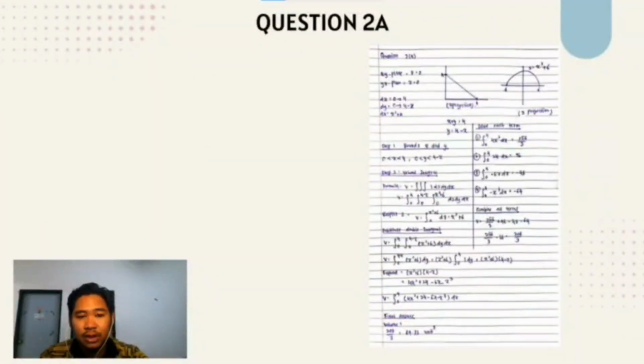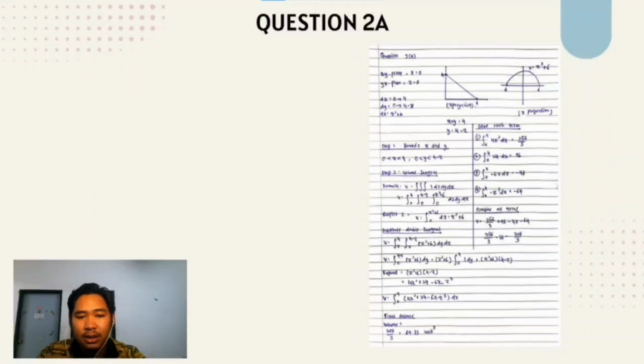So the next question is question 2A. In question 2A, we want to find the volume of the solid in the first octant which is bounded by the xy plane, the yz plane, and the plane x plus y equals 4, and z equals x squared plus 6. So we go to the manual calculation, where we want to find the x, y, and z positions, and the sketch is like this.